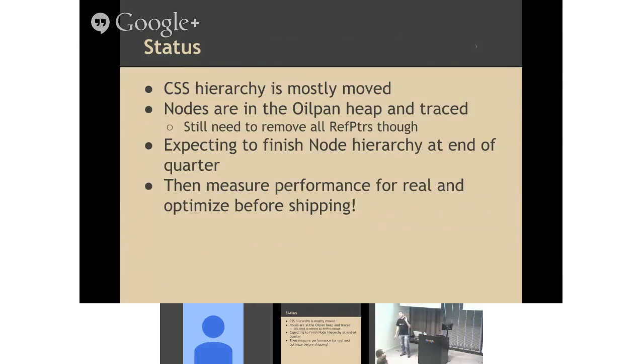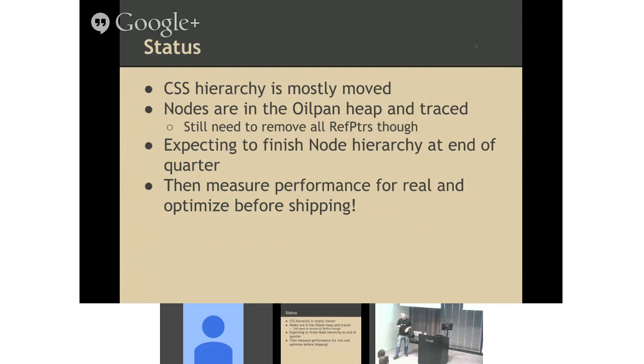Right, we're well underway. So the CSS hierarchy is mostly moved to the Oilpan heap. We've got the node hierarchy in progress now. We've made it completely independent of reference counting and fully traced. We haven't yet removed all of the ref pointers. We're in this weird transition state, and we're working hard on getting rid of all of the reference pointers and explicitly dealing with all raw pointers and all references in the entire node and CSS hierarchy.